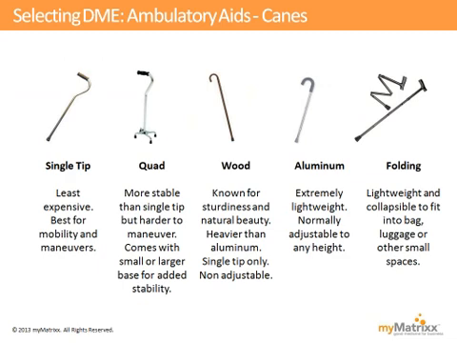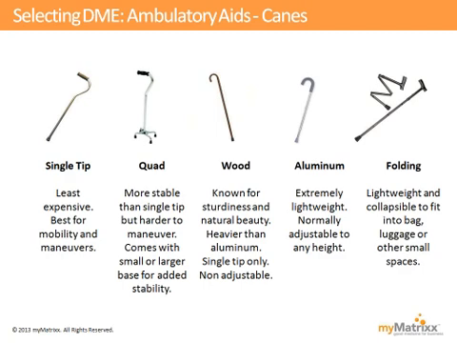Both of these codes are recognized by Medicare, but you can see that each of these products are a little bit different. Single tip cane, it's very inexpensive. It's best for maneuverability and mobility. A quad cane provides a little more stability. It's harder to overcome. It's hard to maneuver. It's not good on a set of steps. Wood cane, it's made out of wood. There's no type of adjustment on that cane. The cane is what it is.